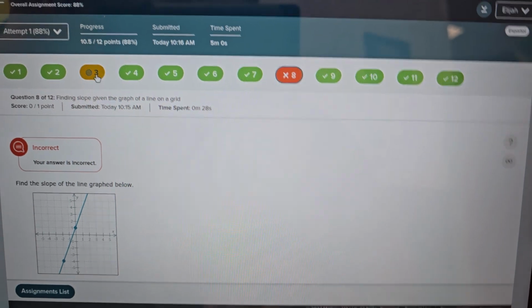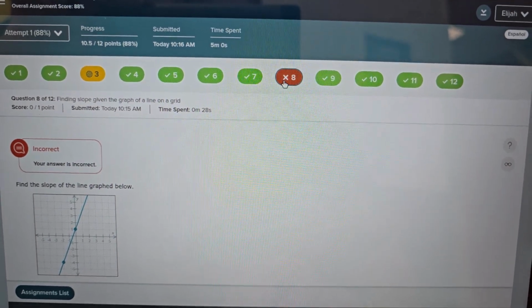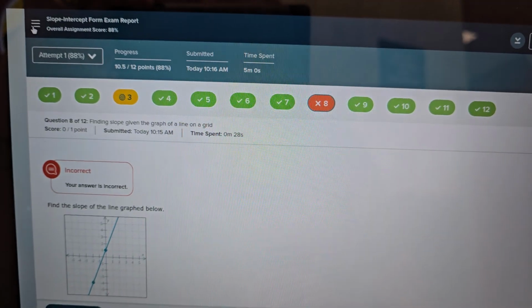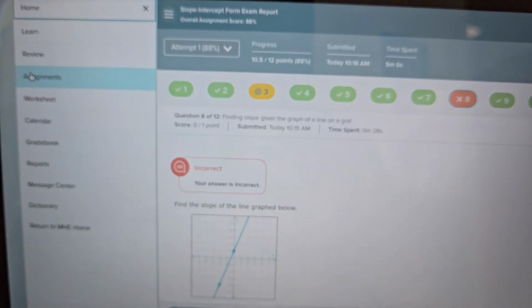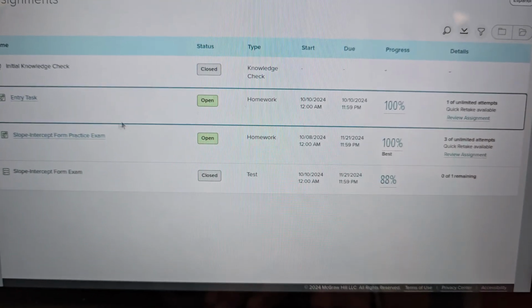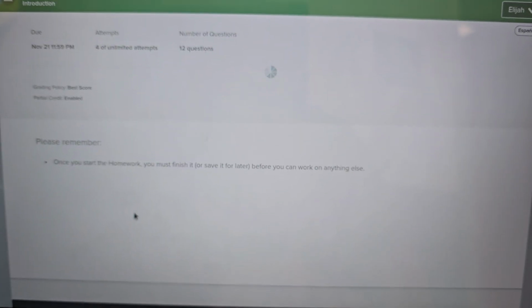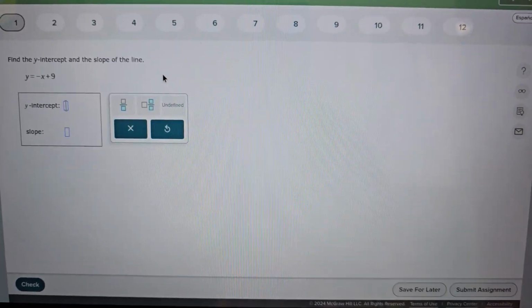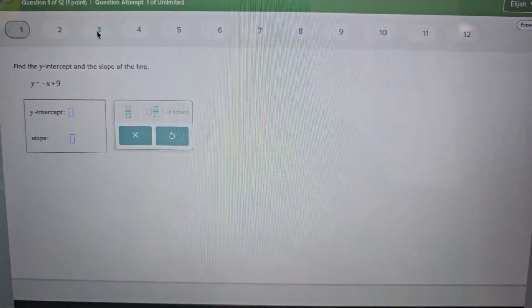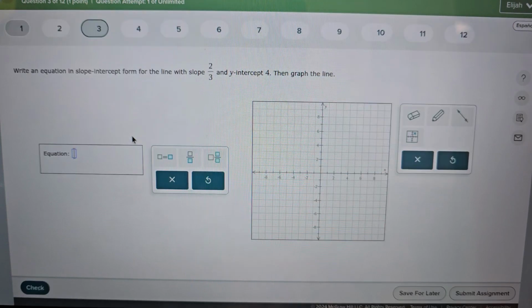So now what a student can do is say, okay, I know I missed number 3 and number 8, and I know I want to do a retake on this test. But before I do the retake on the test, I'm going to go back to the practice test, and I'm going to practice the heck out of number 3 and number 8. And it will continually populate new questions for me every time I answer.